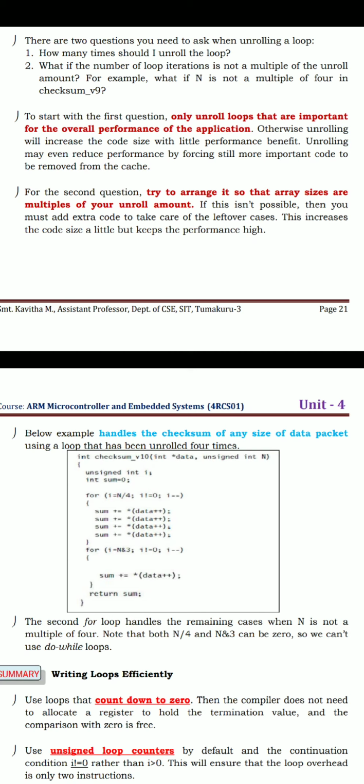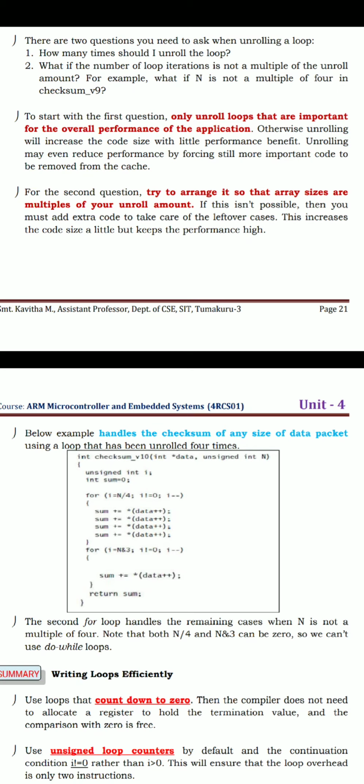Hello everyone. In the previous class we discussed loop unrolling, where we had considered the example of data packet checksum and we assumed that the number of words in the packet is a multiple of 4. So there are two questions you need to ask when unrolling a loop. That is, how many times should I unroll the loop, and what if the number of loop iterations is not a multiple of the unroll amount?